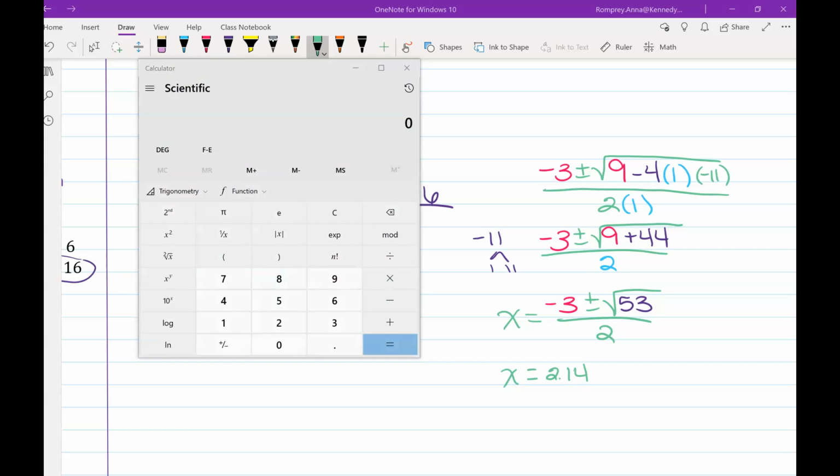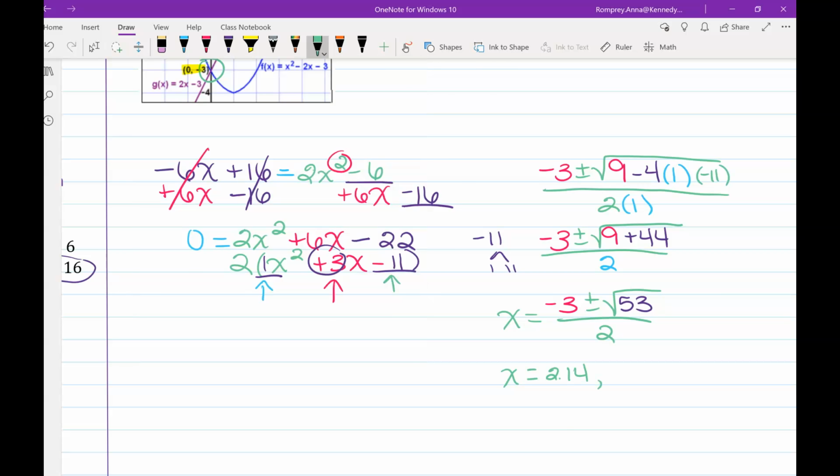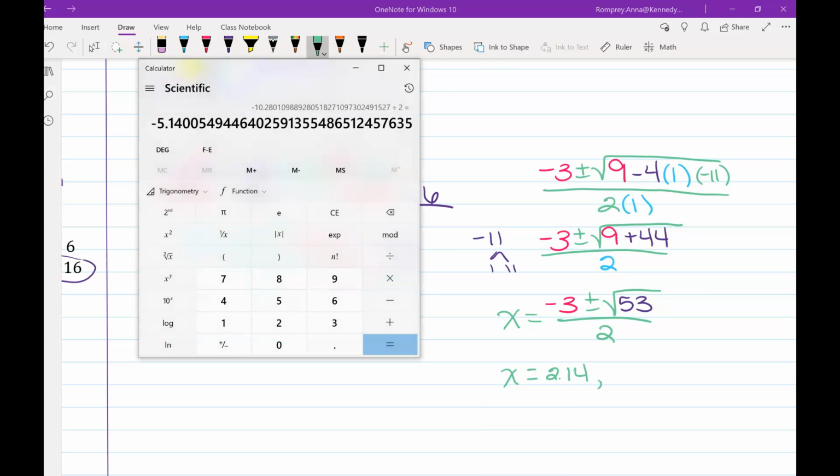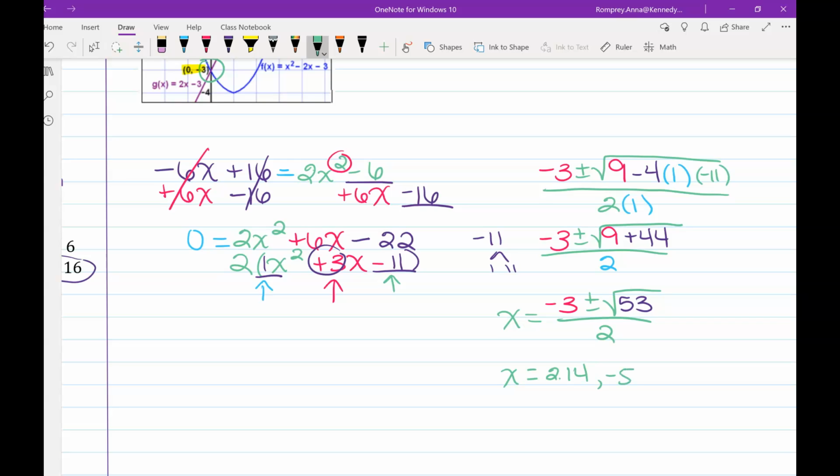And now let's find our second solution. So again, negative 3, so I hit the 3 then the negative button, minus the square root of 53 equals, because that number was the square root of 53. So we've got negative 10 point, oh hot mess. Divide that by 2. So our solution, negative 5.14, okay. Yes, usually they'll tell you what to round to.